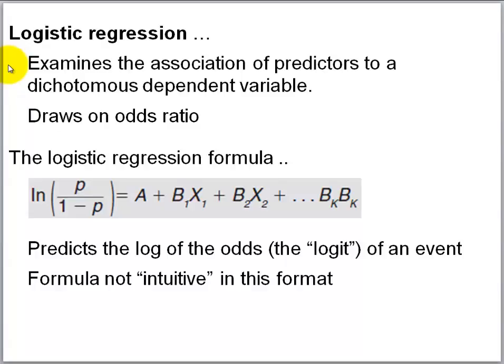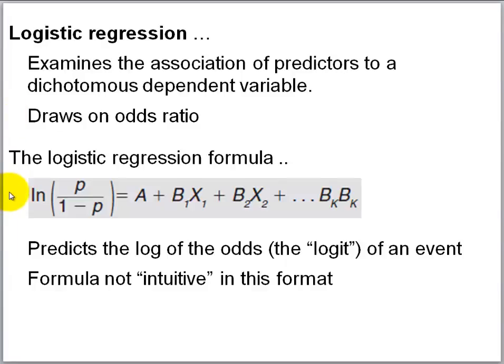Logistic regression is the preferred procedure when your dependent variable is dichotomous, that is, when it has two categories. So logistic regression examines the association of predictors to a dichotomous variable. It draws quite a bit on what we've learned about the odds ratio.